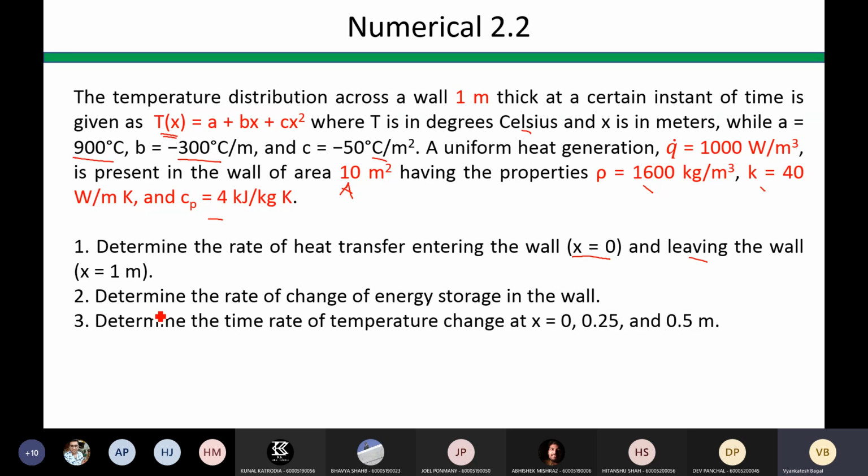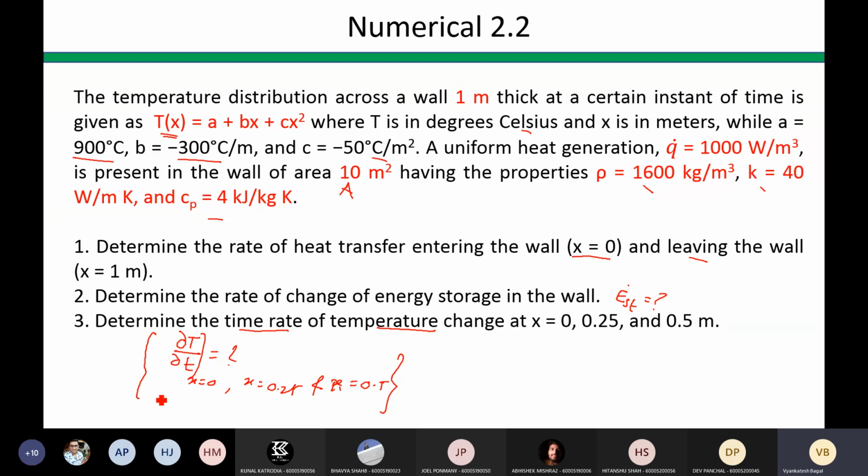Then second, you have to determine the rate of change of energy storage in the wall, means we are talking about this E dot St term. And the last one, determine the time rate of temperature change at x equal to 0, 0.25, and 0.5 meter. Right? So time rate of temperature change means we are talking about change in temperature with respect to time. We are talking about this term, and you have to evaluate this at x equal to 0, then x equal to 0.25, and x equal to 0.5 distance. This is what they have asked.